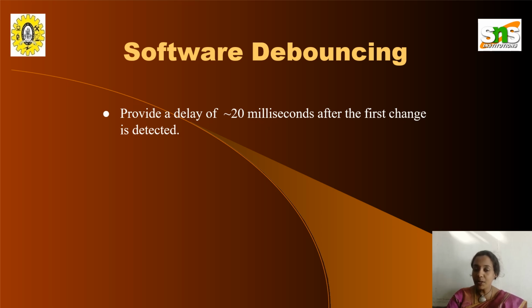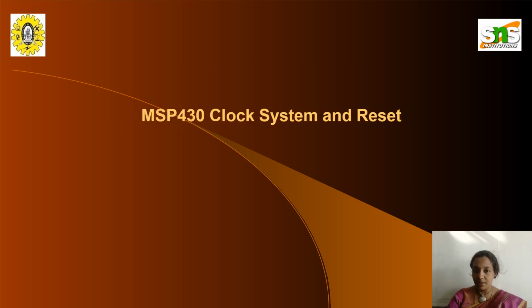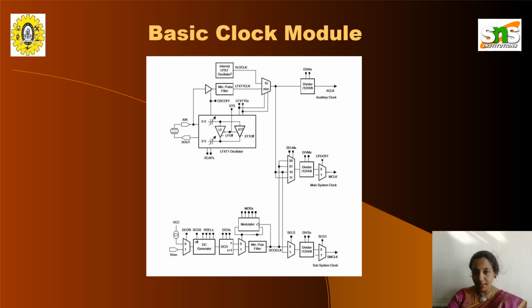Software debouncing usually provides a delay of around 20 milliseconds after the first change is detected. The next topic is clock system and reset. So this is a basic clock module.